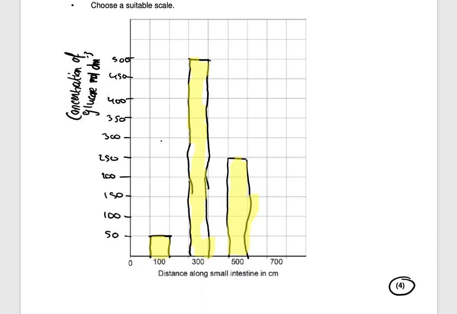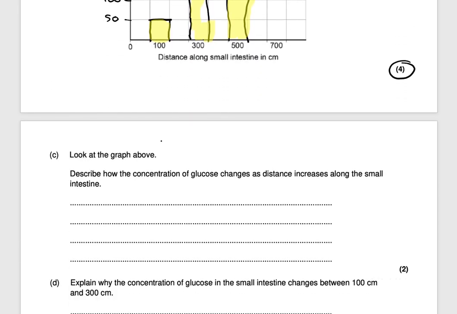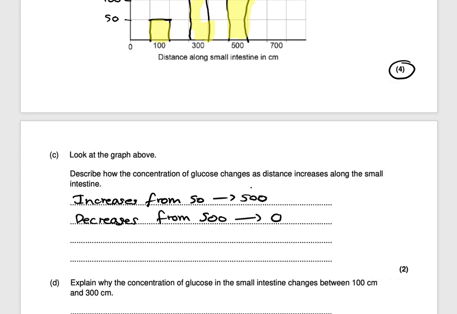Okay, so how does the concentration of glucose change? So it increases from 50 to 500. That's what we originally see, and then it decreases from 500 to 0. That's what we have interpreted from the graph which we have just drawn. 2 marks there.